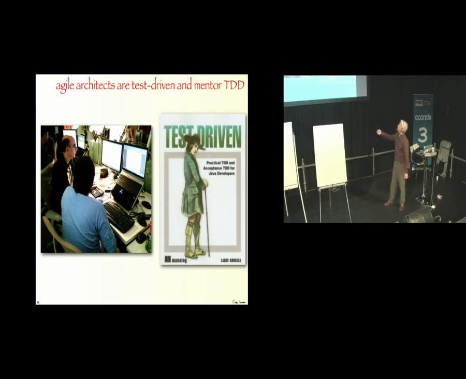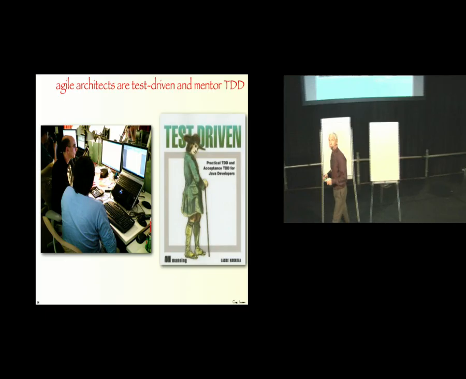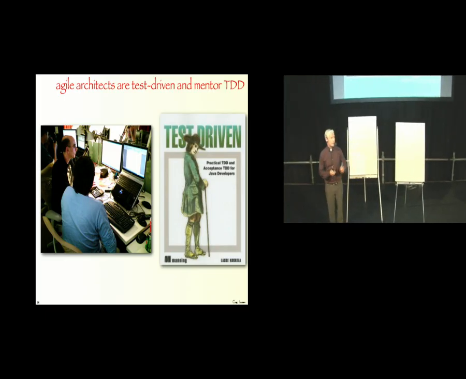So good Agile architects are test-driven, both at the unit level and the acceptance level, and they're hands-on masters of test-driven development. They're hands-on masters of unit TDD and of acceptance TDD, and they can mentor people in those skills.